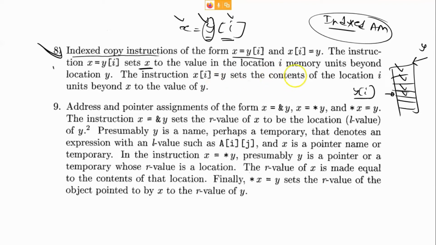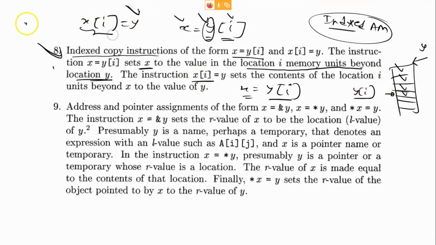Anyway, you can see x, when you assign this y[i] to x, what does it mean? It means the location i memory units beyond location y will be assigned. Now the instruction x[i] = y sets the contents of the location. So what is the meaning of this? The meaning is that this value of y will be assigned directly to x plus i. Okay, x plus i. So this is how these things work in the 3 address code.